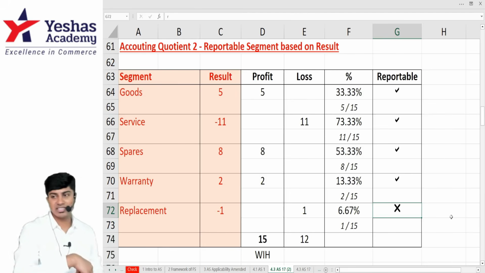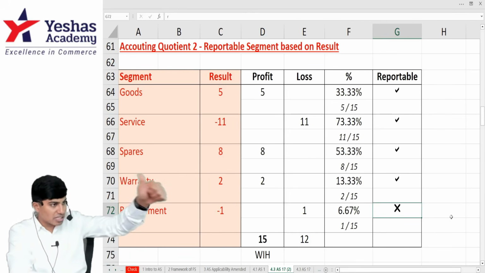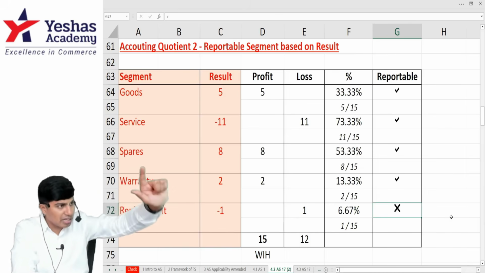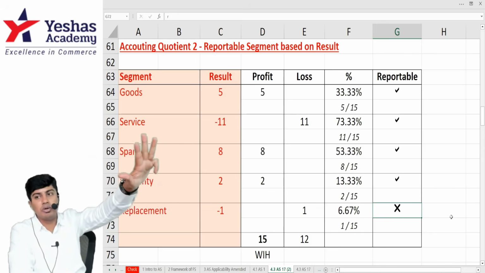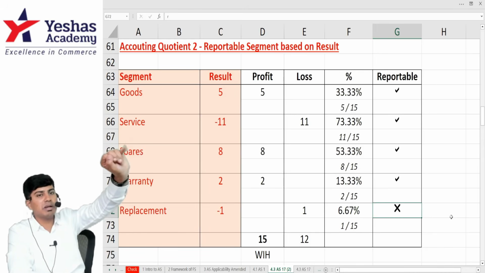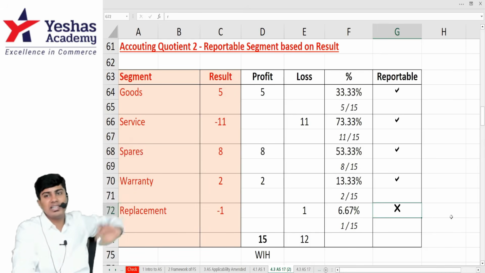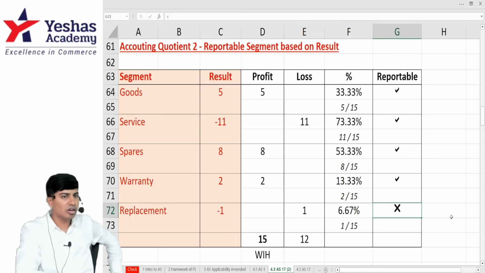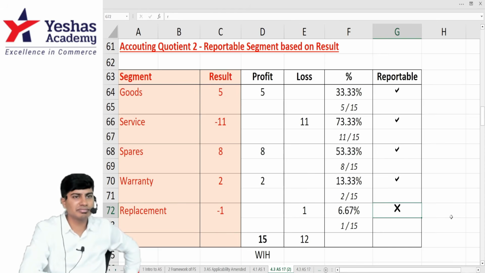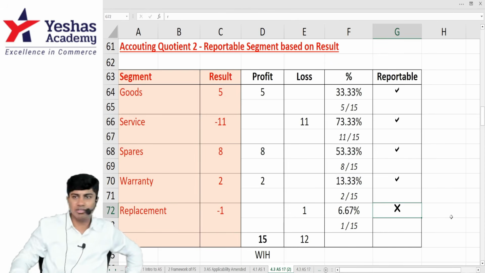So in this case, in this business, goods segment, service segment, spare segment and warranty segment are reportable. Only the replacement product segment is not. So what segments are reportable? Everything except the replacement segment. Got this? How many of you got this right? Very good. Very good. Impressed.